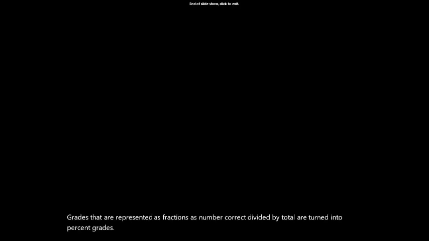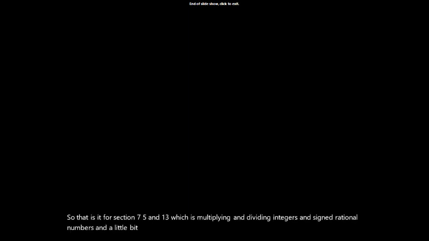So that is it for sections 7.5 and 7.6, which is multiplying and dividing integers and signed rational numbers, and a little bit with fractions, decimals, and percents.